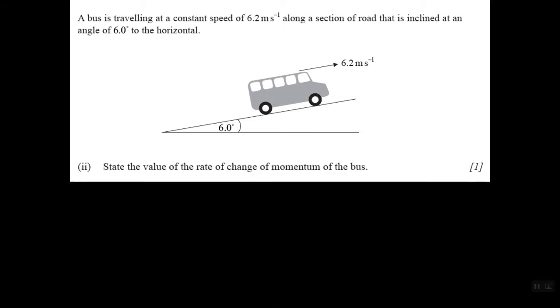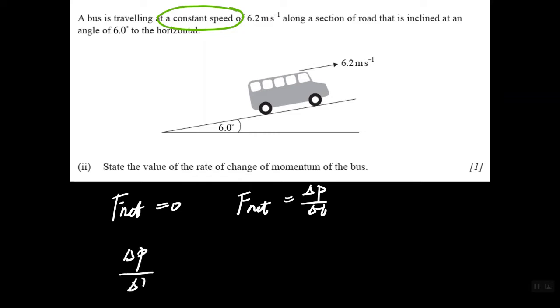State the value of rate of change of momentum of the bus. Rate of change of momentum is a net force, right? So as the bus is traveling with constant speed, the net force equals 0. And Newton's second law says net force is proportional to rate of change of momentum. If the net force equals 0, as the bus is traveling at a constant speed, then rate of change of momentum also equals 0.